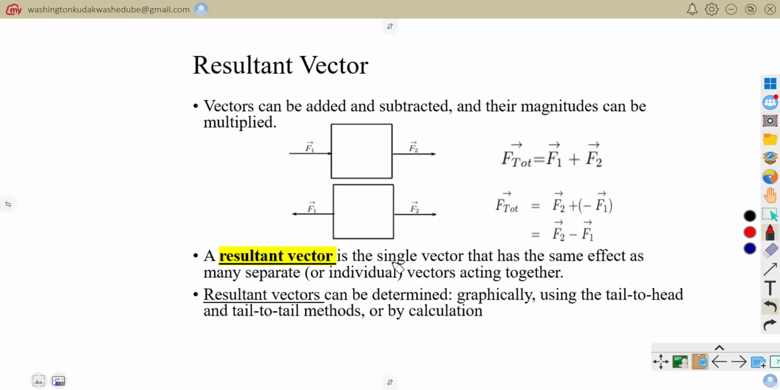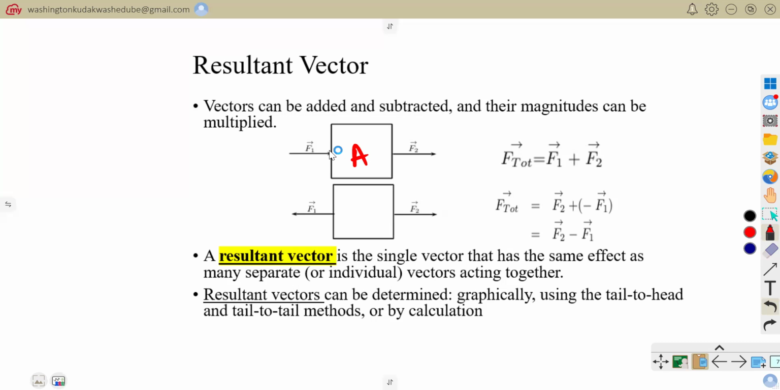When you get a resultant vector, what is it that we mean by a resultant vector? We are saying that a resultant vector is that single vector that has the same effect as many separate or individual vectors. For example, let's take object A here. You can see that I've got this vector F1 that is pointed towards the east, and vector F2 pointed towards the east, acting upon the same object. And these two vectors, I need to know their resultant. What effect are they going to actually cause on this object? That is what we refer to as the resultant.